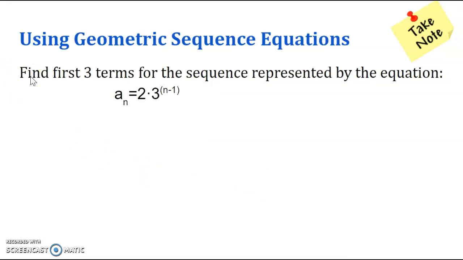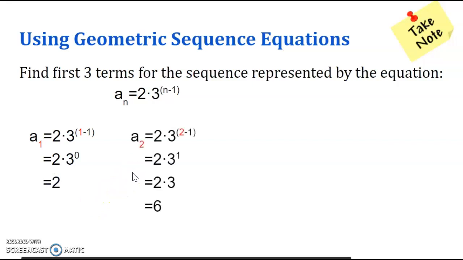Now let's use that form. Find the first three terms for the sequence represented by this equation. If I have this equation, a sub n is equal to 2 times 3 to the power of n minus 1. If I want to find the first term, then in this case n is equal to 1, right? So that's going to be 2 multiplied by 3, the common ratio, to the power of 1 minus 1, that's 0. 3 to the power of 0. Anything to the power of 0 is just 1. So it's just going to be 2.